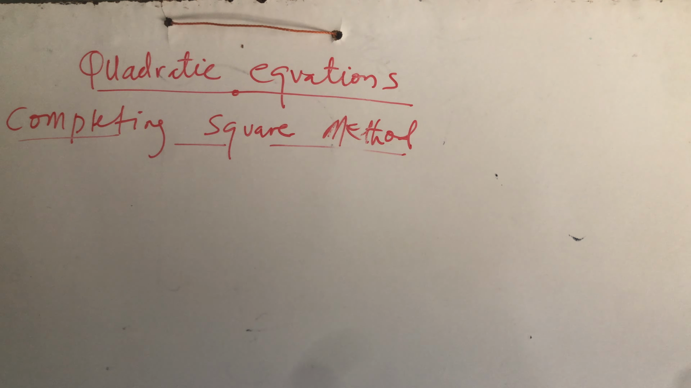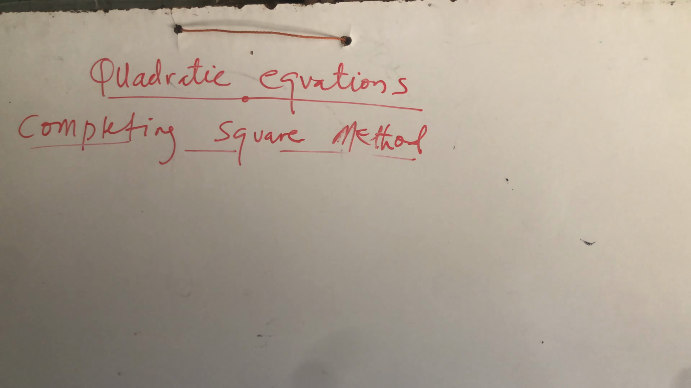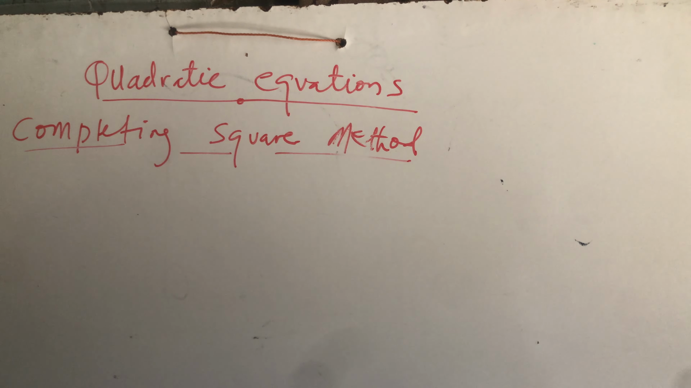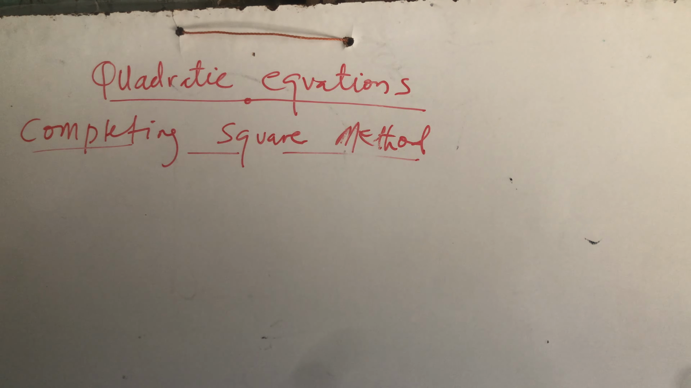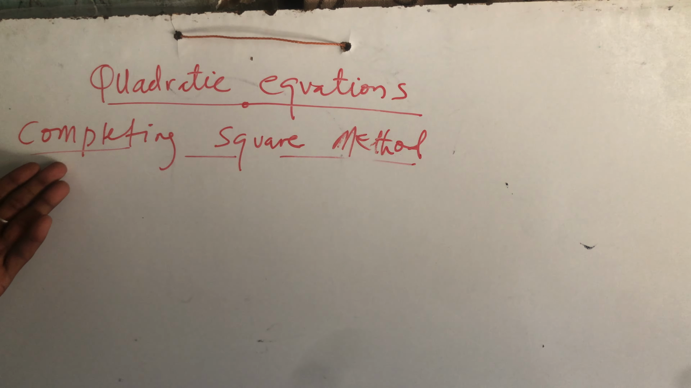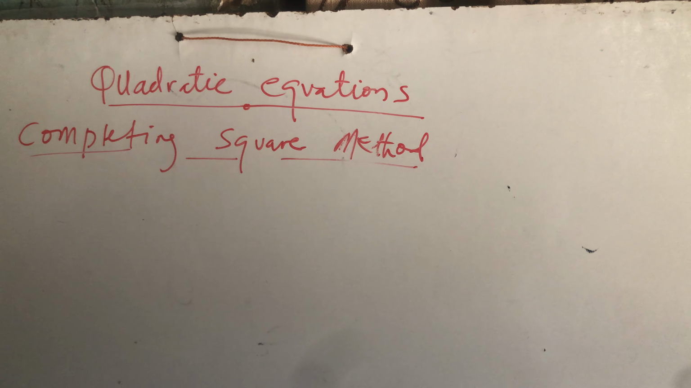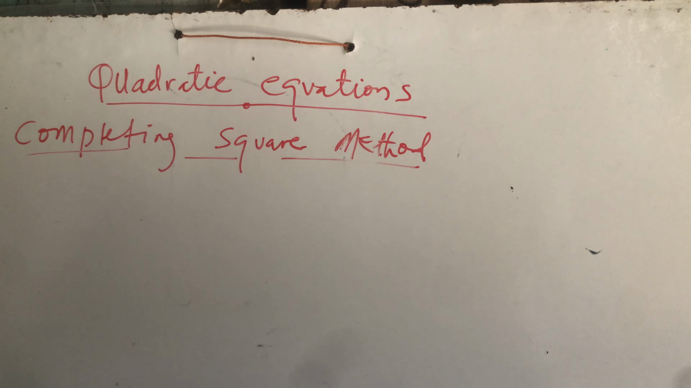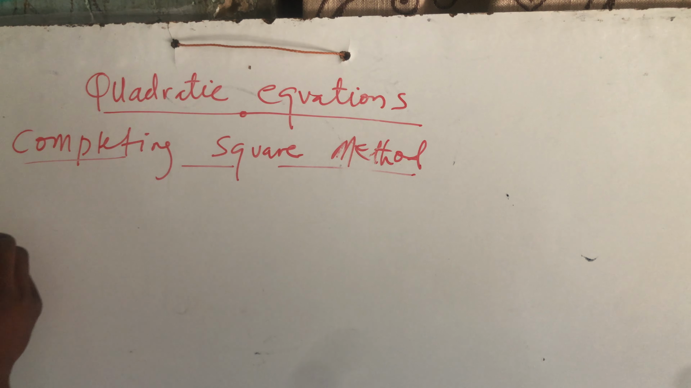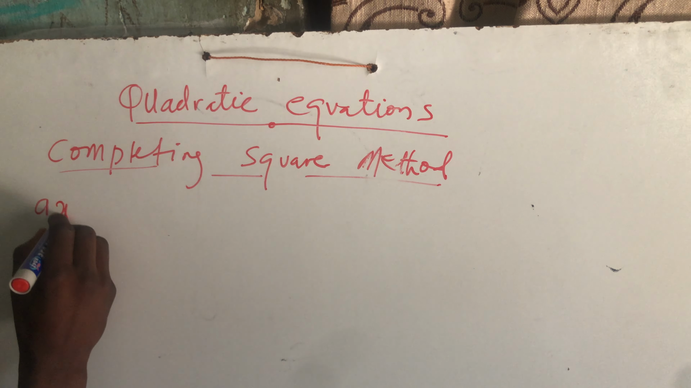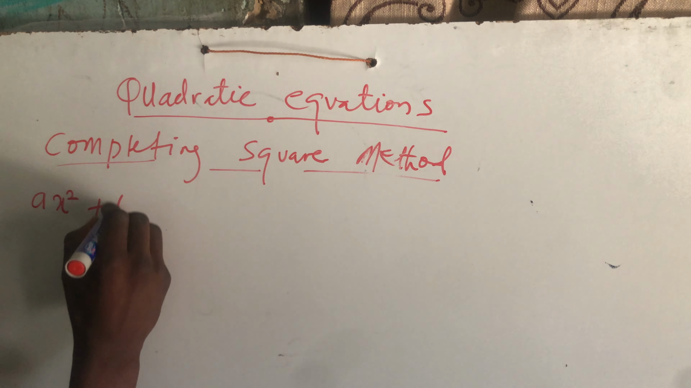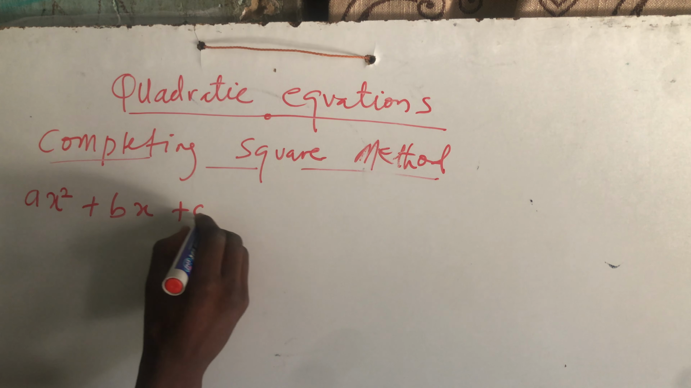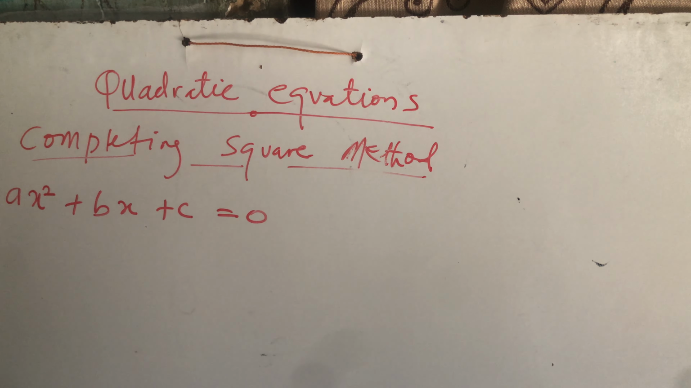So previously, wasu sun yi magana cewa mu yi masu yadda ake solving quadratic equation using completing square method. So in a general form, idan aka ce quadratic equation shine equation wanda yake a form of ax square plus bx plus c, which is equals to 0.